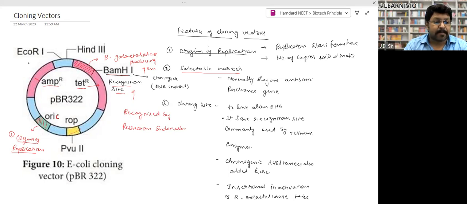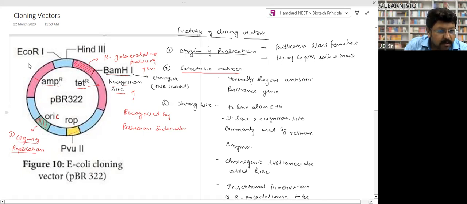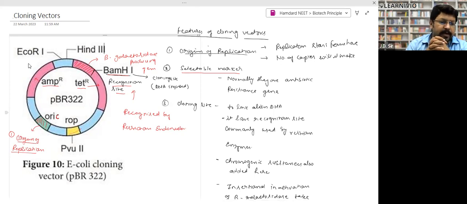So the antibiotics tetracycline and ampicillin will be inserted by us only. Normally, there are two things here. Suppose we have selected a plasmid which already has these genes. Then we need not insert them. The marker gene is already present. We need not do that, right?